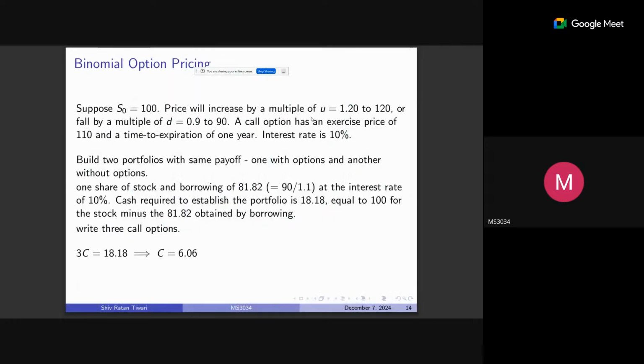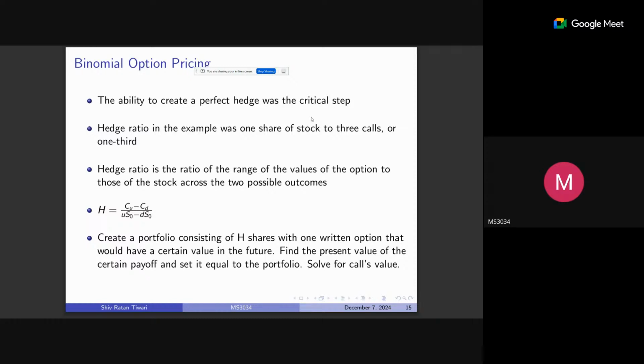In the previous case, the range for the stock prices was 120 minus 90, that is 30, and the range of call option values is: if the stock price is 120, then the call option has a value of 10, and if the stock price is 90, then the call option value is 0 because you are not going to exercise it. So the call option range is 10. In this case, the hedge ratio is 10 by 30, that is 1 by 3. To hedge the purchase of one share, you need three call options. That was the hedge ratio in our previous example.